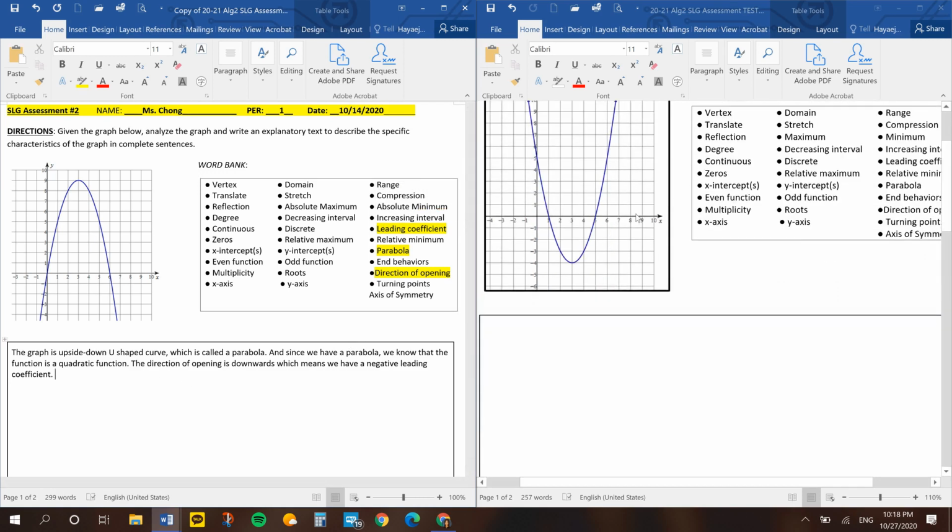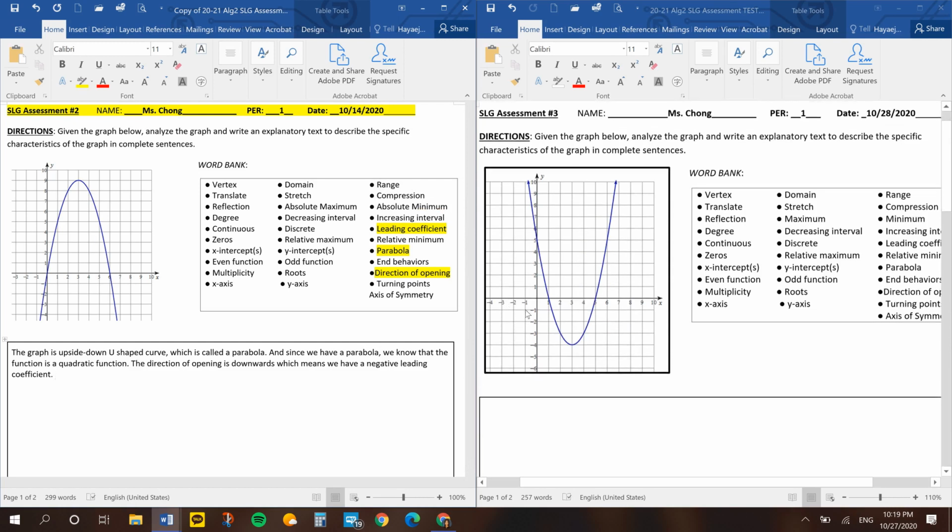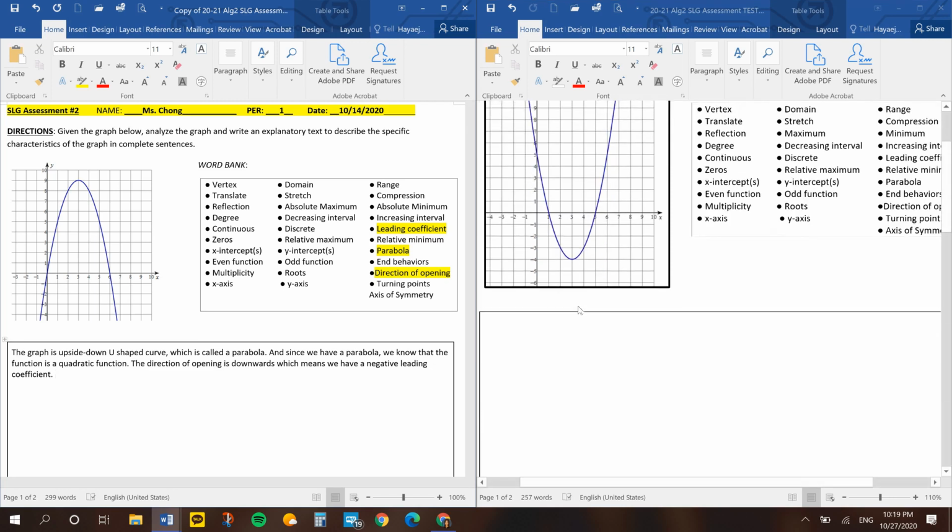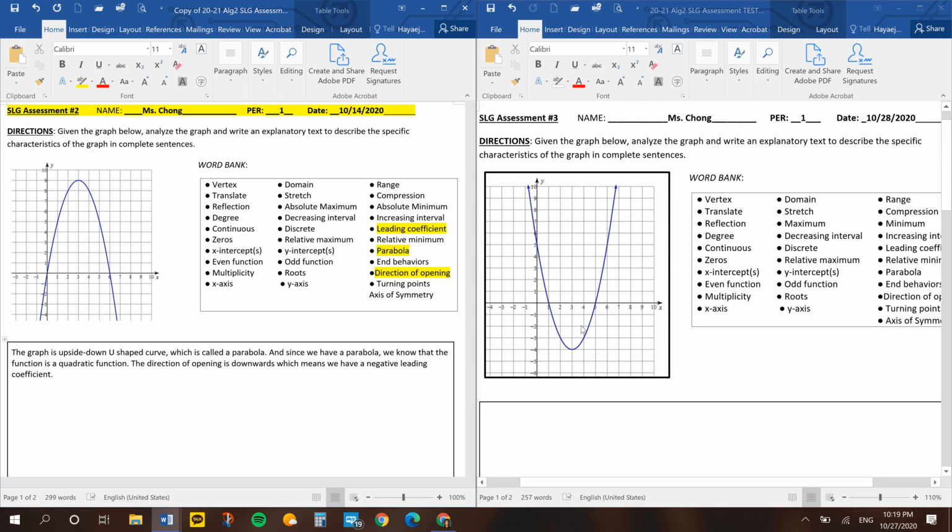You do the same thing with SLG assessment number 3. The graph is not an upside down U in this case. It's just a regular U-shape, right? Which is called a parabola. And since we have a parabola, we know the function is a quadratic function. And in this case, the direction of opening is not downward, guys. Direction of opening is upward, which means we have a positive leading coefficient, okay?